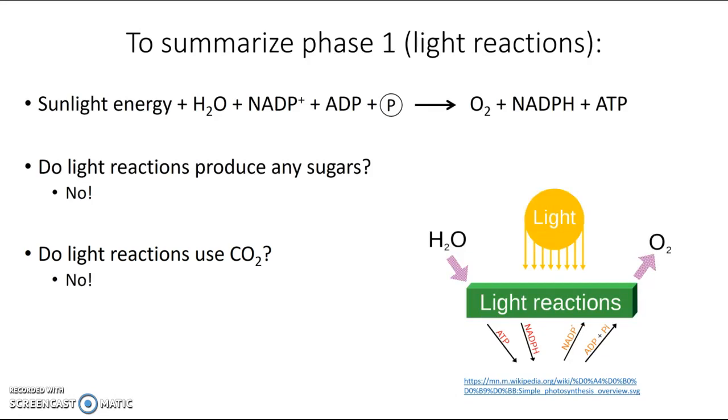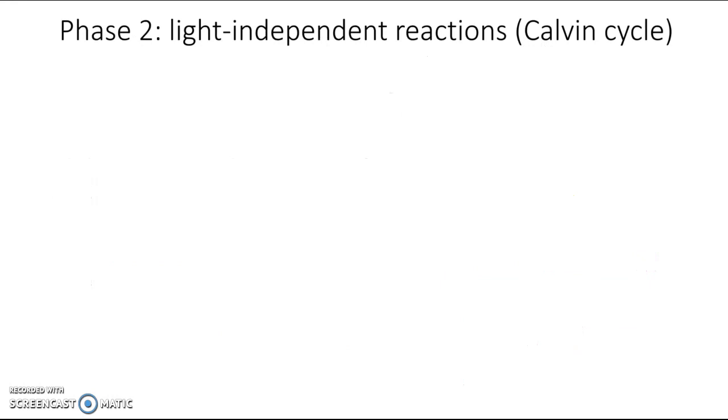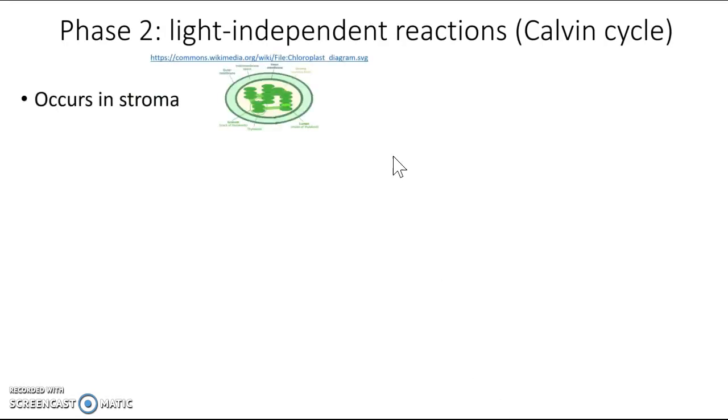So you know that all that has to happen in phase 2. So phase 2 must use carbon dioxide to create sugars. Phase 2 of photosynthesis is the light-independent reactions, or the Calvin cycle, and this process occurs in the stroma of the chloroplast, so outside the thylakoids, but still within that inner membrane, so it would be this kind of pale beige area here.